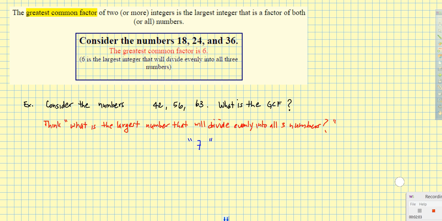So 18, 24, and 36, the largest number that will divide evenly into all of those is going to be 6. If I look at the example I have below here, consider the numbers 42, 56, and 63. What is the greatest common factor there? Well, the largest number that I can divide all of these numbers by evenly is going to be 7. Okay, so that would be my greatest common factor.